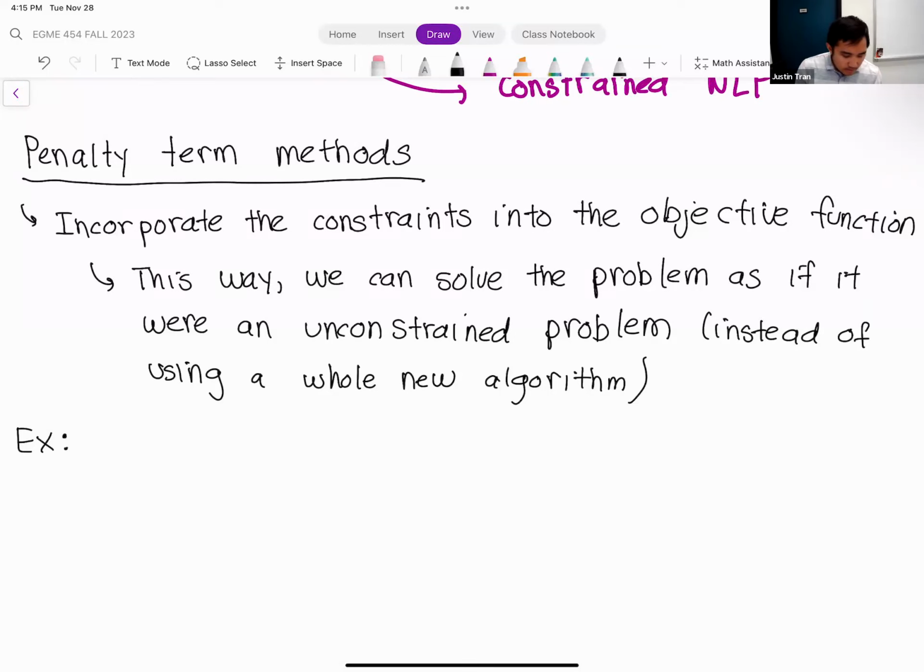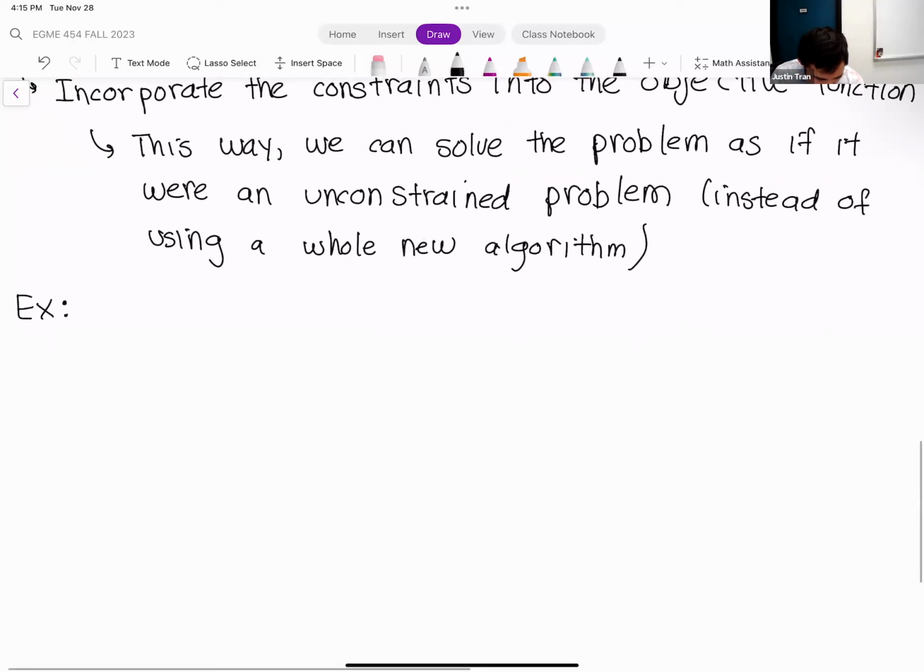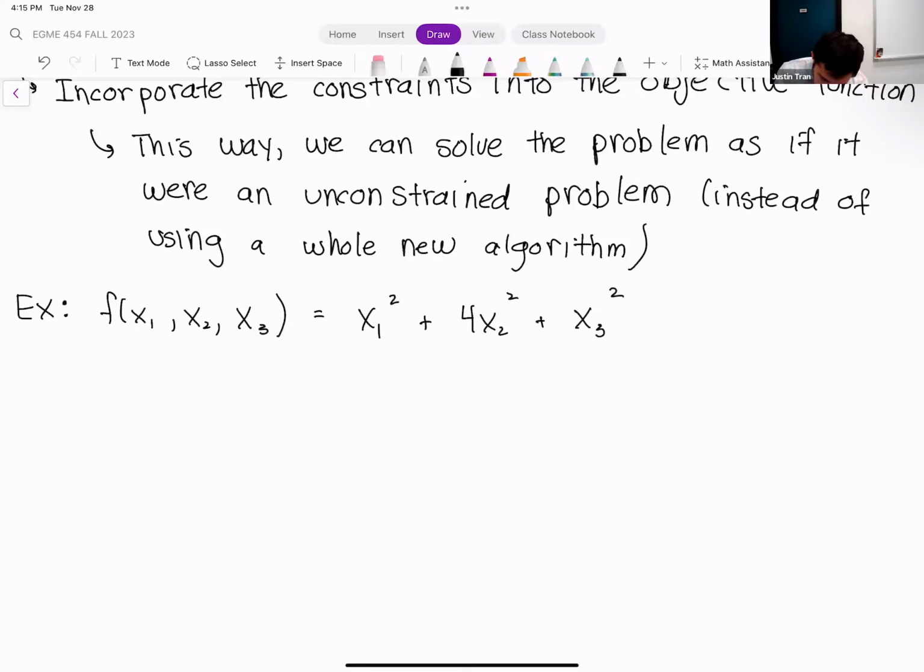I think this was the example that we ended with last time. Let's say that we have a three-dimensional optimization problem. So you have f of x1, x2, x3. This is our original objective function: x1 squared plus 4x2 squared plus x3 squared. So that's the objective function.